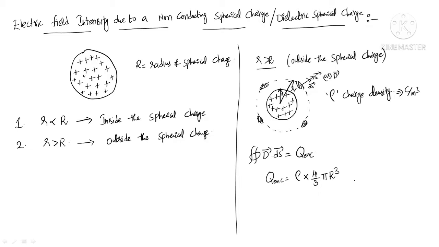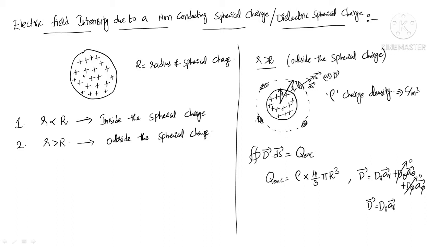Now, what is dl bar actually? dl bar is usually dr into ar bar plus r d theta into a theta bar plus r sine theta d phi into a phi bar. As the field is only in the radial direction due to the spherical charge, you have d theta as well as d phi as 0, hence you will have dl bar as dr into ar bar.